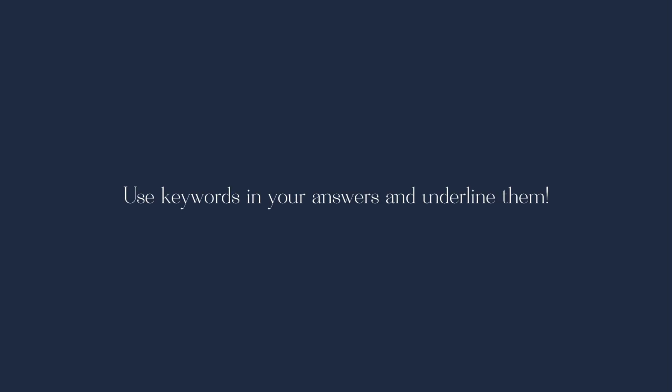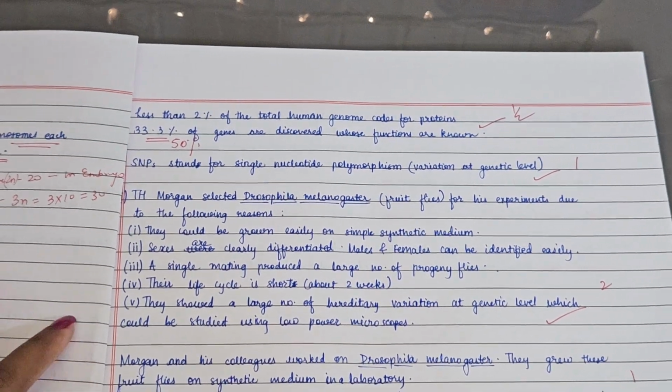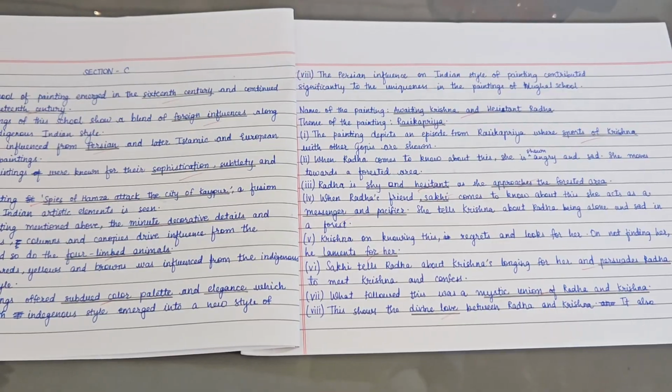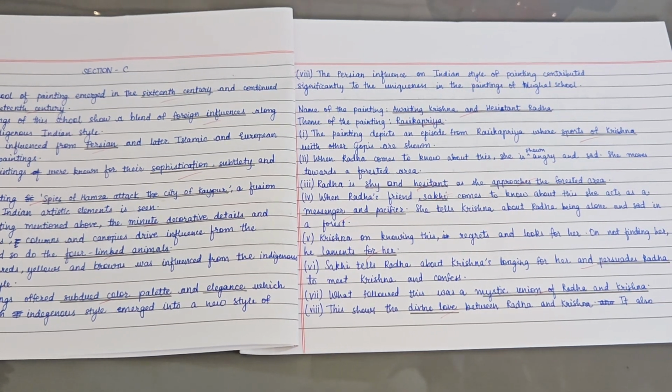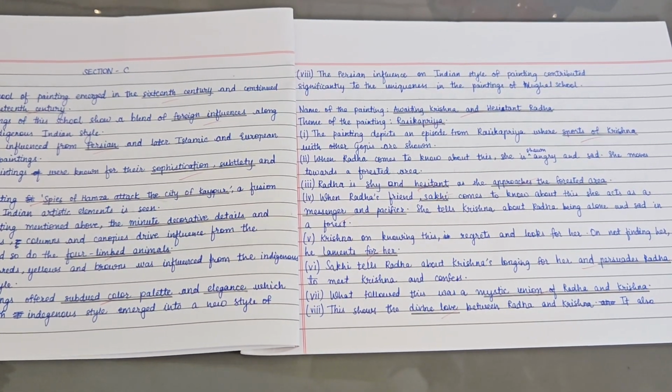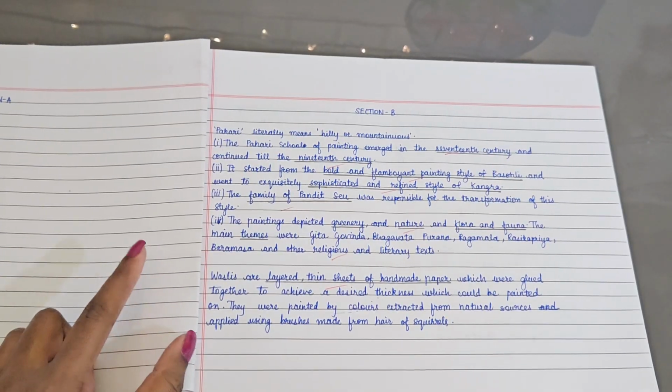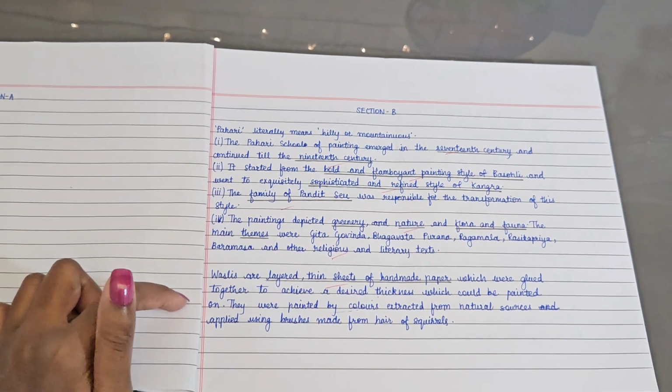The second one is use keywords in your answers and underline them with a pencil, because highlighters and stuff are not allowed in boards. If you've seen the boards answer keys for any of the sample papers online for your long answer or short answer question, there are a few keywords written which are expected to be in your answers.